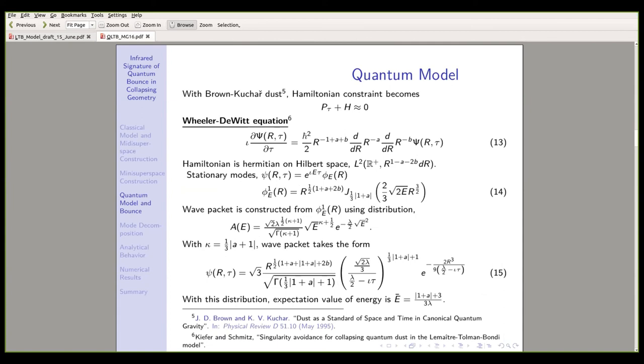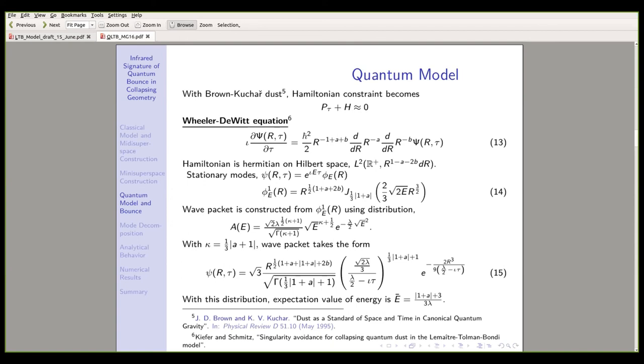The Wheeler-DeWitt equation for this model is written in equation number 13, and a general factor ordering is chosen with parameters a and b specifying the operator ordering ambiguity. The Hamiltonian is Hermitian on the Hilbert space with measure r to the power 1 minus a minus 2b. And the Wheeler-DeWitt equation is solved by separation of variables, and a wave packet is constructed using positive energy modes with a Poisson-like distribution. This wave packet is sharply peaked on the classical trajectory, and to simplify the form of the wave packet, the parameter of the distribution is made a function of the operator ordering parameter.